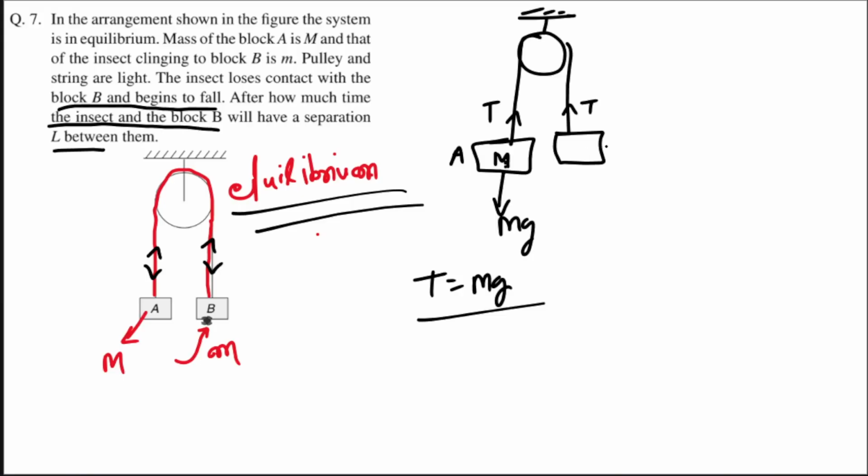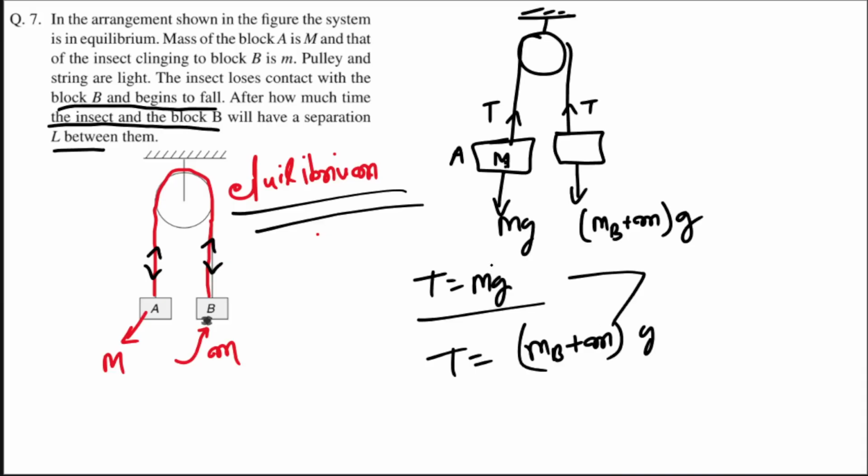And this has, let's say, B plus insect has some mass. So that mass of B plus mass of insect into g. So this T has to be equal to (mb plus m)g. And if you compare these two equations, their LHS is same, right? So RHS has to be same. यानी कि mass of insect plus mass of B is equal to mass of block A. So mass of B is how much? M minus m. This is coming from the condition of equilibrium.